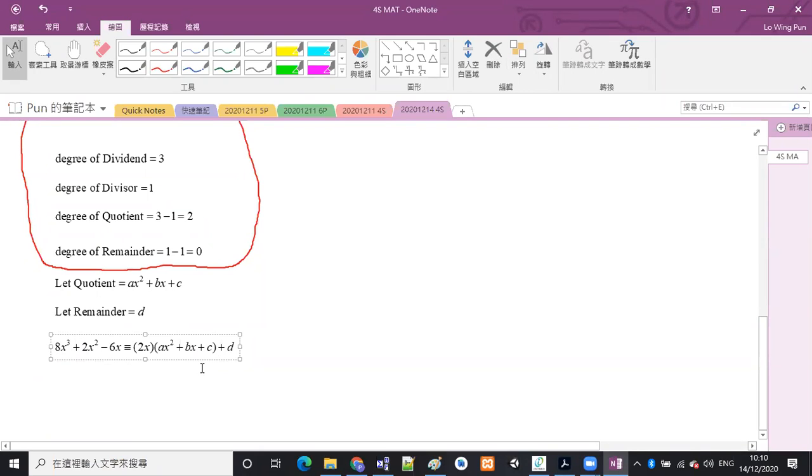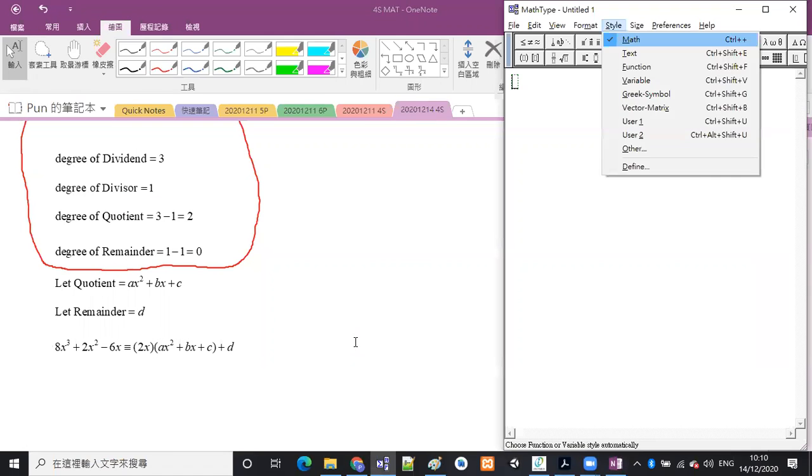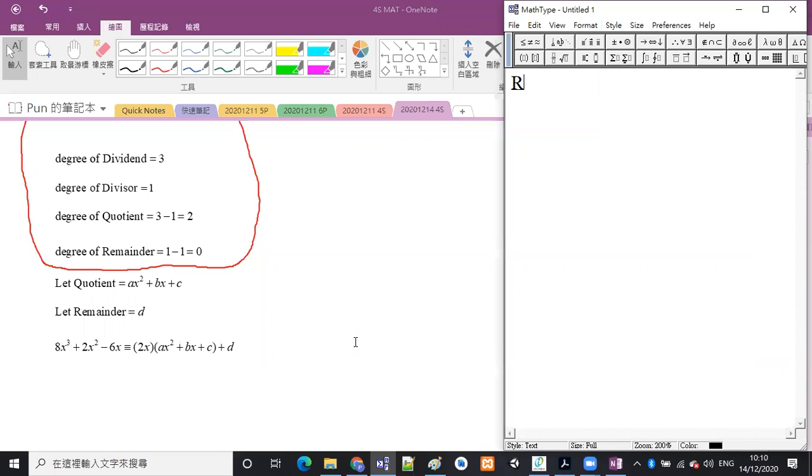We will expand all the brackets and then compare the coefficients of like terms. Okay, and the left-hand side is already expanded. So what we are going to do is just do the right-hand side. Right-hand side is equal to 2ax cubed plus 2bx squared plus 2cx plus d.